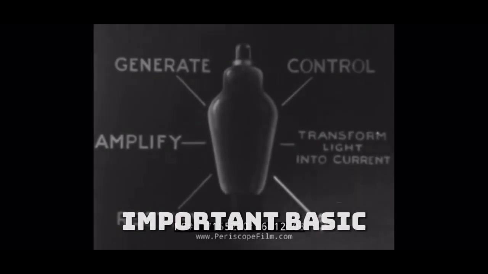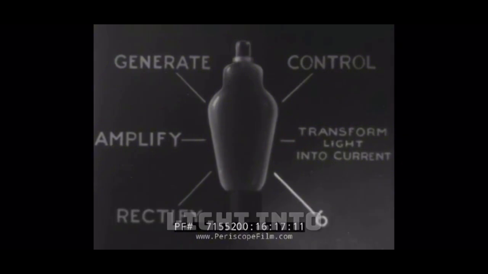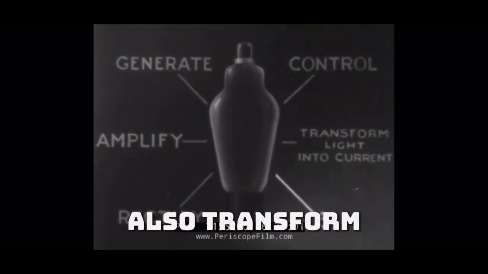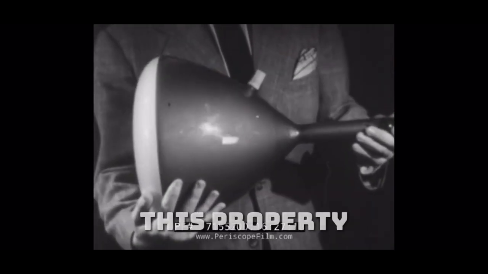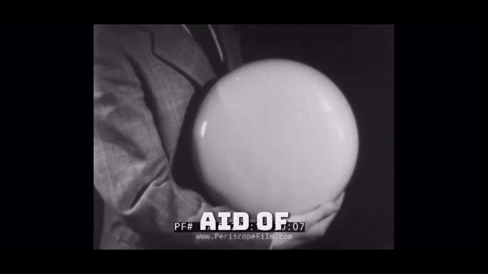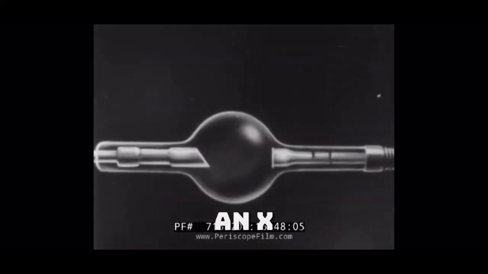One of the most important basic things that the electronic tube can do remains yet to be listed. Besides transforming light into electric current, it can also transform electric current into light. The cathode ray tube is an application of this property. Through the aid of this tube, an electron beam is able to recreate an original image on the screen of a television receiving set. The electronic X-ray tube indirectly also transforms electric current into light, and by its effect on photographic plate, into light images. Here's how an X-ray tube works.